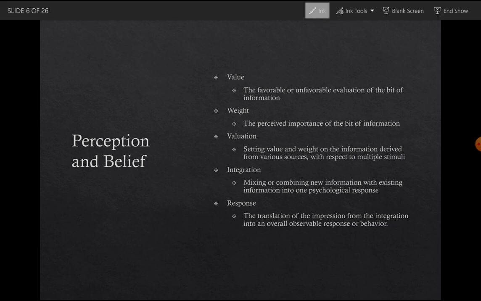and then you eventually make a response. Now, this response is the translation of the impression of the integration into the overall observable response, which actually means either you are going to buy the product or you are not going to buy the product, right?